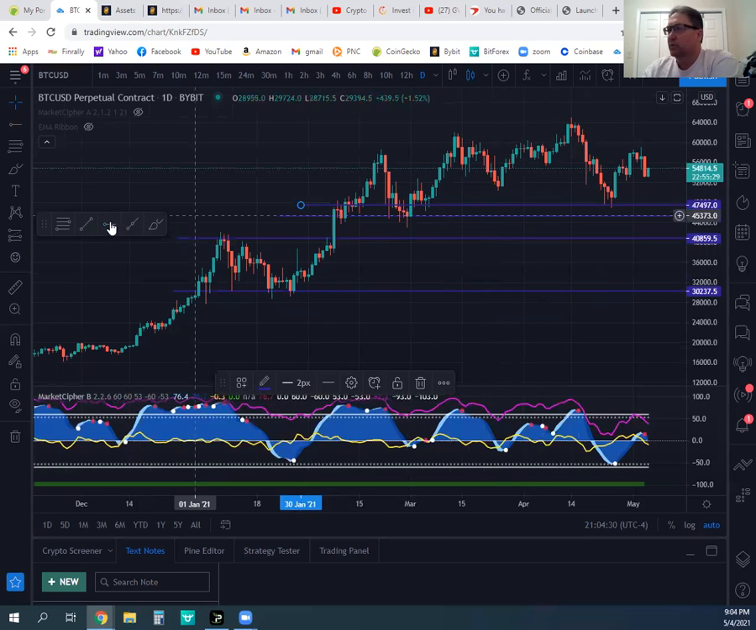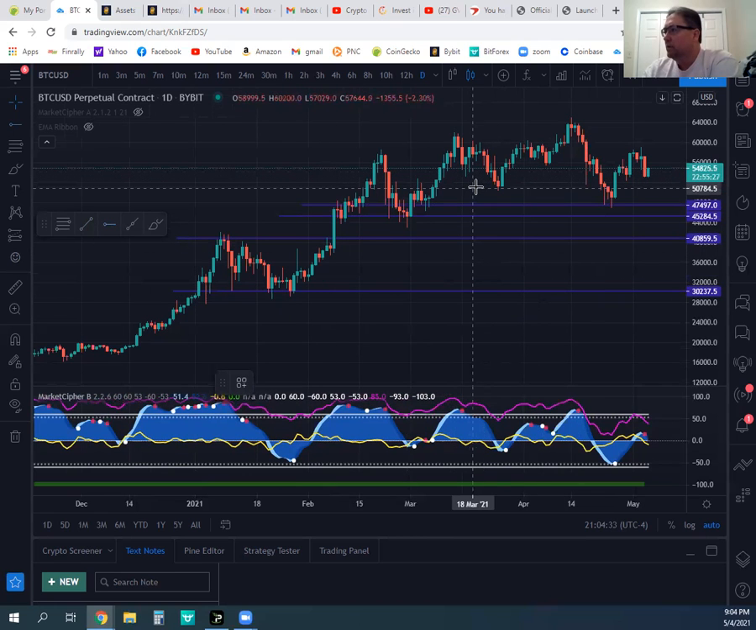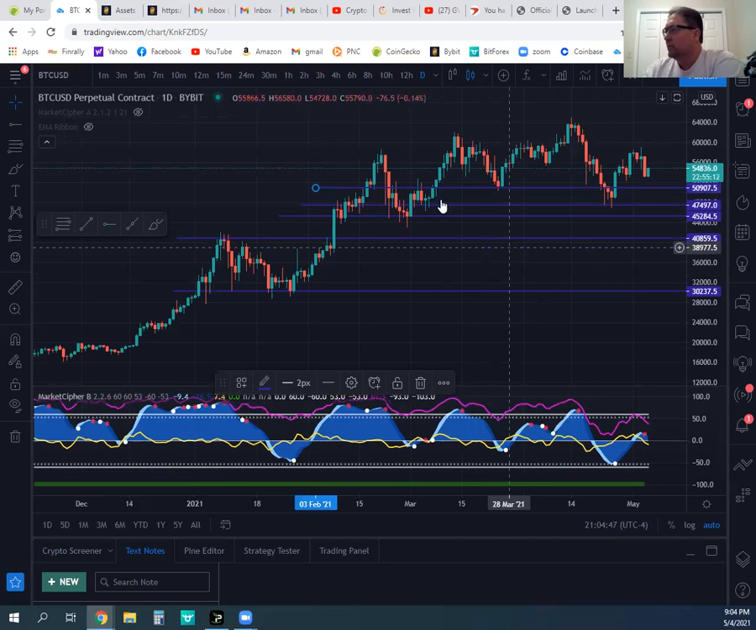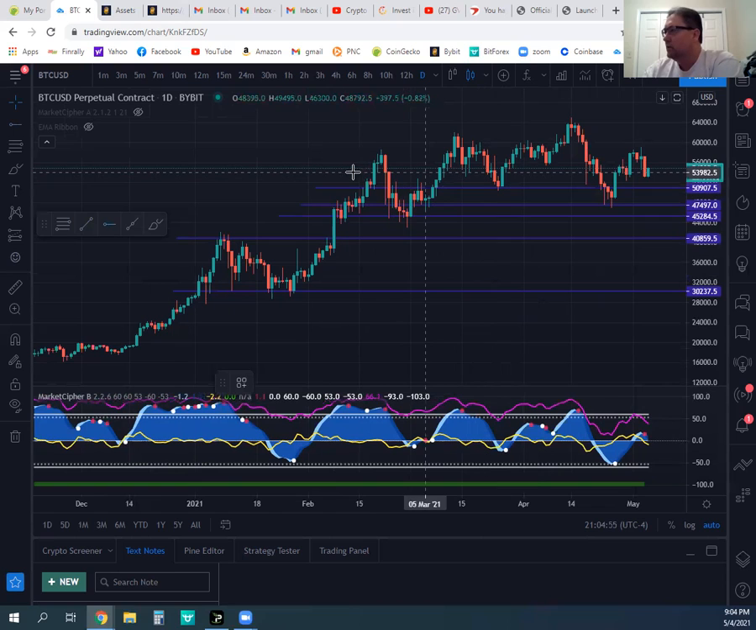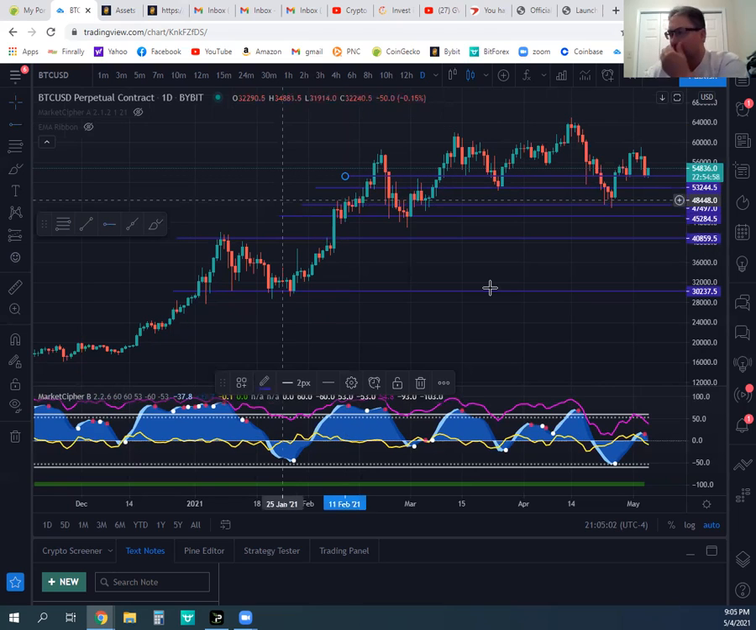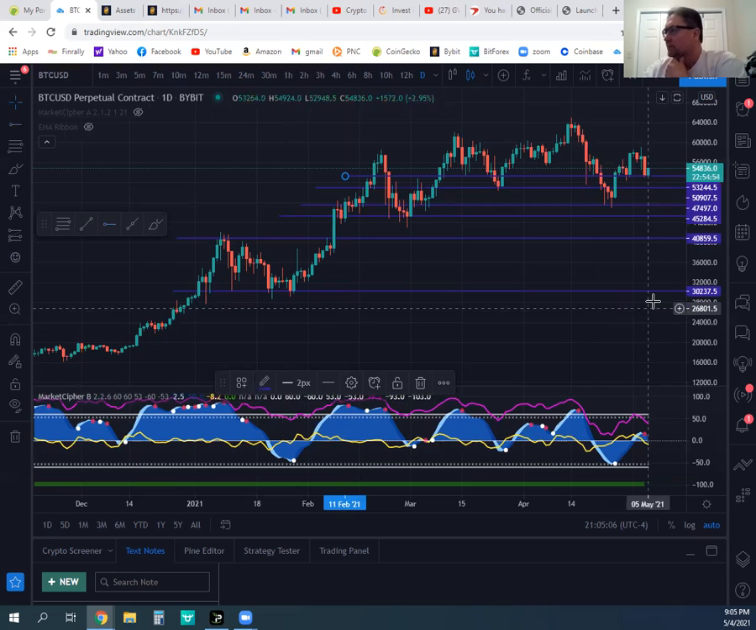So we got some more supports here we need to put in. We got one around this level here, which is 51,200. Or maybe we'll just go 51,000. Just around 51,000. And then I'm going to say that the area we just bounced off of seems to be a very strong support area, which is like 53,000.